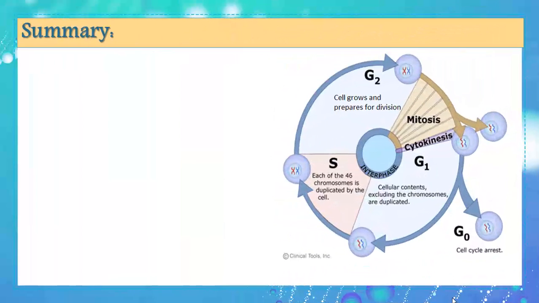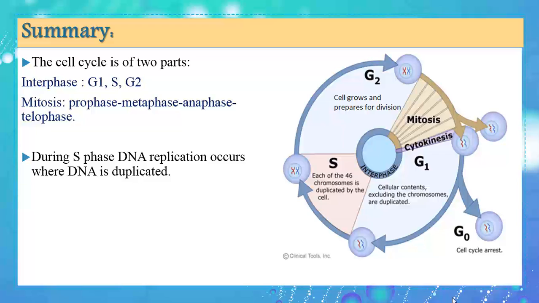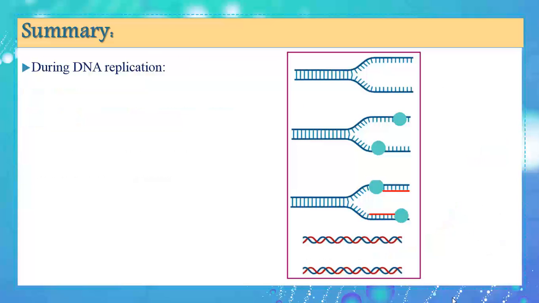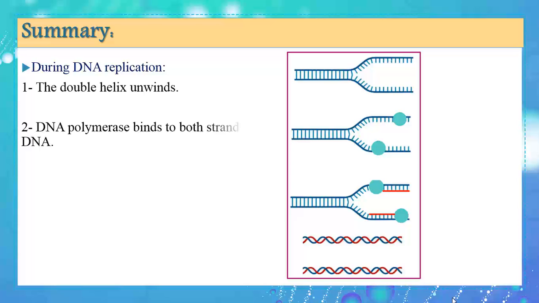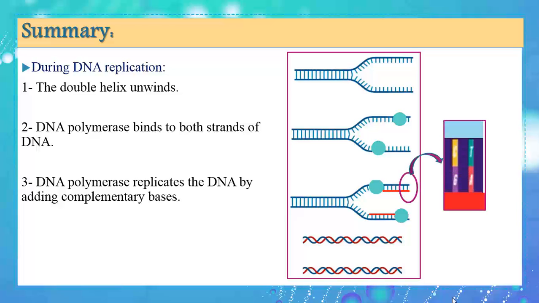In this video, you've learned that the cell cycle is of 2 parts: interphase, G1, S, G2, and mitosis with its several phases. During S phase, DNA replication occurs where DNA is duplicated. The phases of DNA replication are summarized by: first, the double helix unwinds, then DNA polymerase binds to both strands of the DNA. DNA polymerase replicates the DNA by adding complementary bases, and finally you will get 2 DNA molecules according to the semi-conservative model.